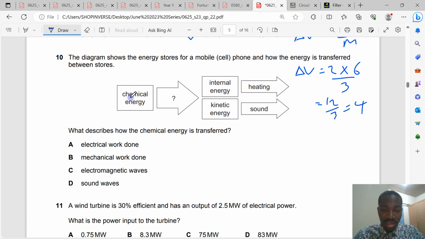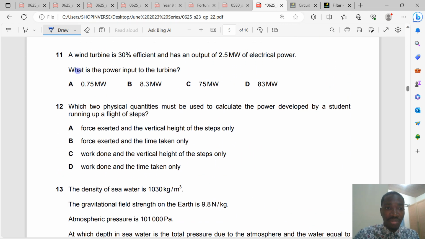So the chemical energy will be coming out as electrical energy and it will be converted to internal energy and kinetic energy, which is sound energy. So what describes how chemical energy is transferred? That's electrical work done, the flow of electrical currents. That's what describes it. So question 10 is A. Let's go to question 11.